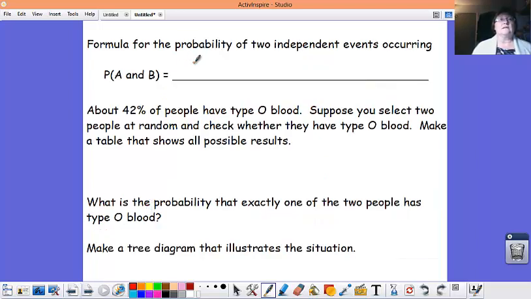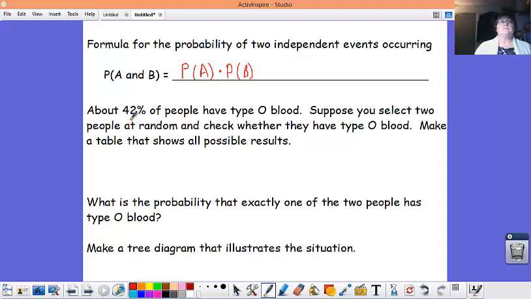I'd like next to talk about the formula for the probability of two independent events occurring. So this is another AND probability, and in probability AND always means multiply. So in the case of independent events, the probability that both happen is the probability that A happens multiplied by the probability that B happens. Okay. And then we've got a little problem here. Actually, this is a pretty good little problem.